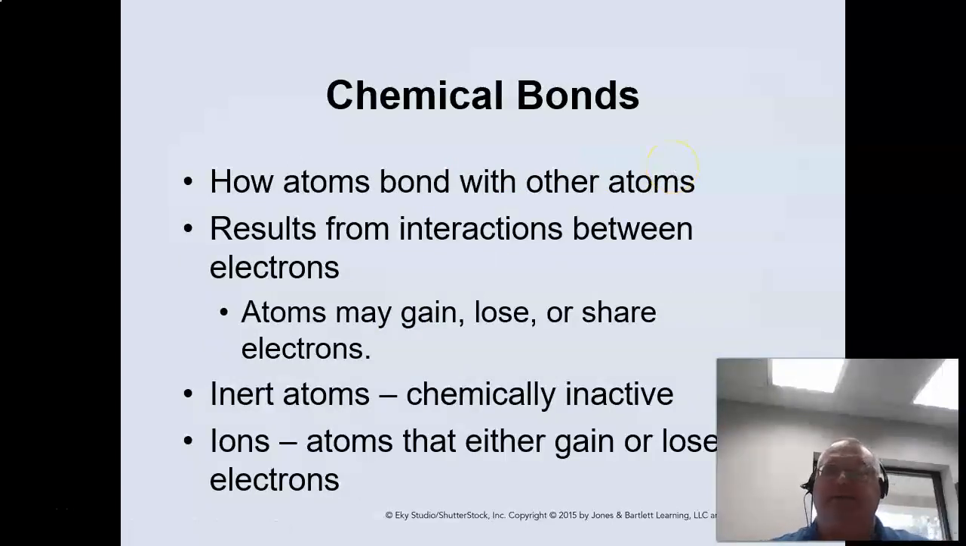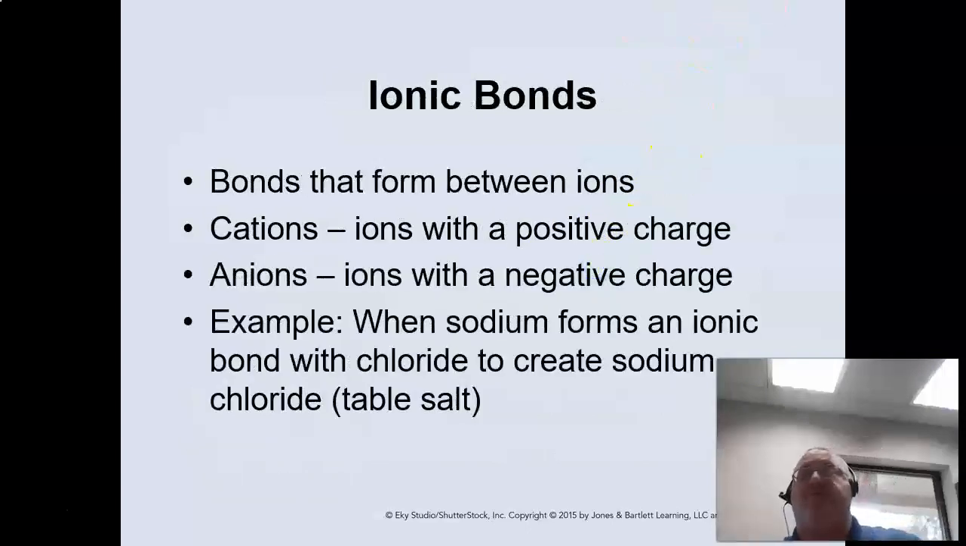Now, your chemical bonds are, again, where they share or gain or lose electrons. And by gaining and losing electrons, they basically form a covenant, if you will. They get where they bond together. Again, inert atoms are chemically inactive, and ions, again, are atoms that either gain or lose an electron. The example that I would use for ionic bonds would be your salt. Sodium, usually positively charged. Chlorine, usually negatively charged. Chlorine wants to gain that electron. Sodium has an extra electron in the valence shell, so what it usually likes to do is give up that electron.